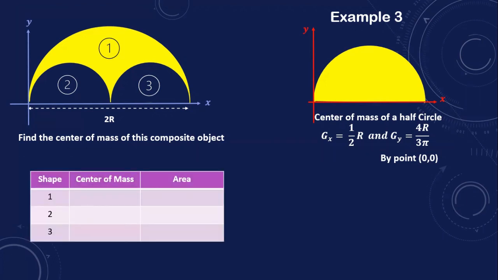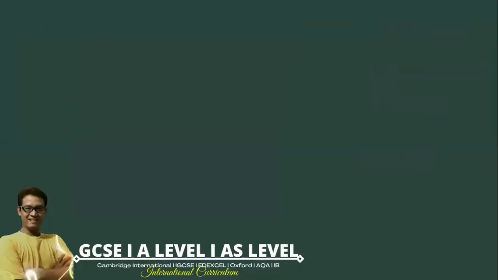Okay, now let's list the information from that composite object. There are 3 shapes: shape 1, shape 2, and shape 3. How to find the center of mass of this composite object? Okay, students, now it's your turn to answer this question. Good luck.